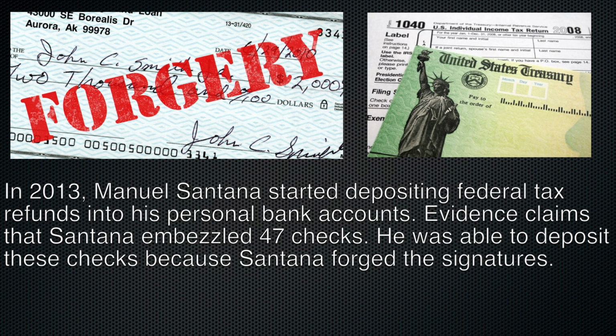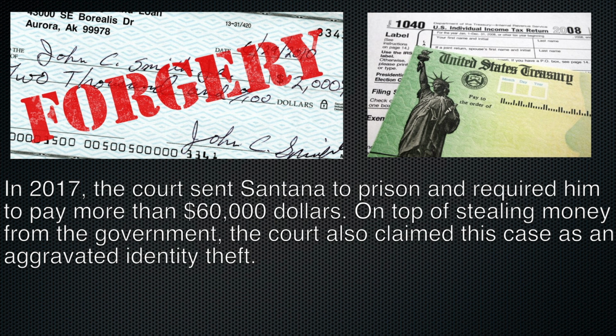Now I'm going to discuss an example of a recent identity theft case that occurred in Orlando, Florida. In 2013, Manuel Santana started depositing federal tax refunds into his personal bank accounts. Evidence claims that Santana embezzled 47 checks. He was able to deposit these checks because Santana forged the signatures. In 2017, the court sent Santana to prison and required him to pay more than $60,000. On top of stealing money from the government, the court also claimed this case as an aggravated identity theft.